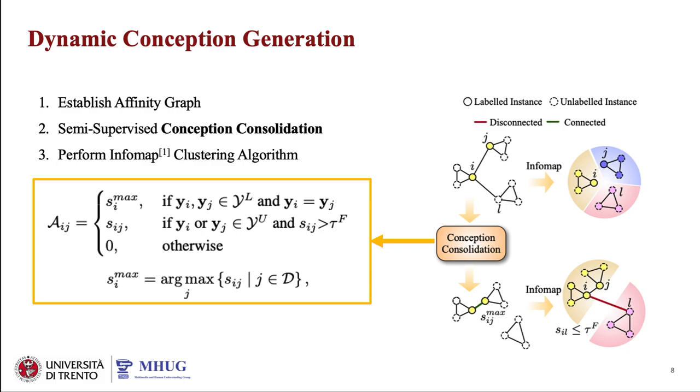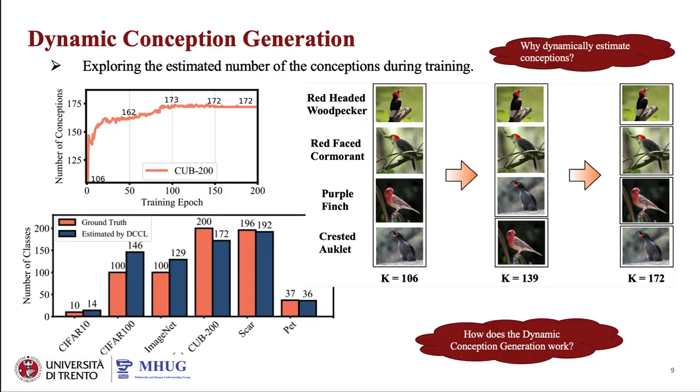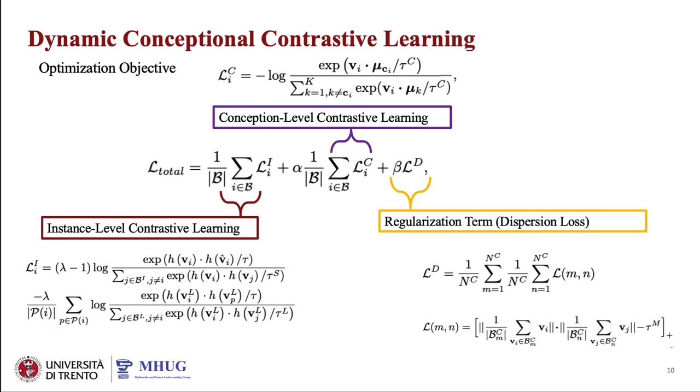In the dynamic conception generation, we use labeled data to consolidate the conceptual relationship between samples. Then we apply the Infomap clustering method to adaptively generate the conceptions. We also explore the estimated number of conceptions during training. Along with the training, the conception generation follows a coarse-to-fine tendency. The number of generated conceptions on generic datasets is larger than the ground truth, while it is smaller on fine-grained datasets.